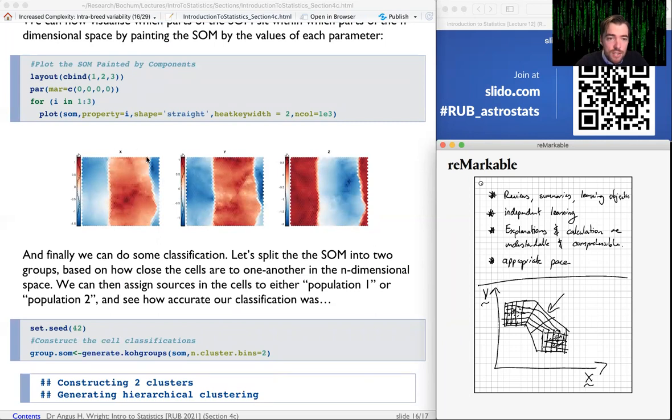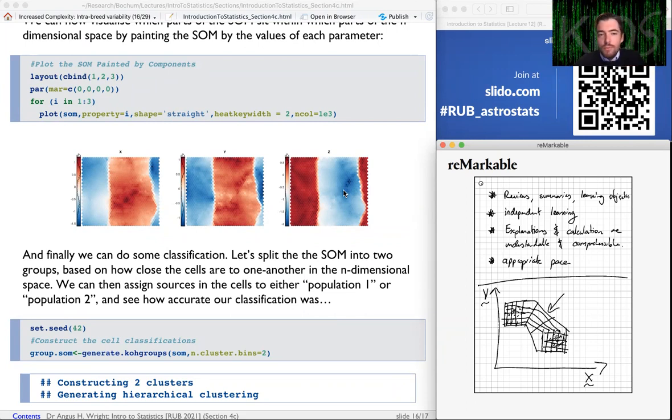So if I paint the SOM by these different X values, Y values, and Z values, I see that there are 2 populations. These are the sources that sit on the negative side of the axis, the blue ones. These are the sources that sit on the positive X side of the axis, the red ones. And you can see that there are similar trends in Z and Y.